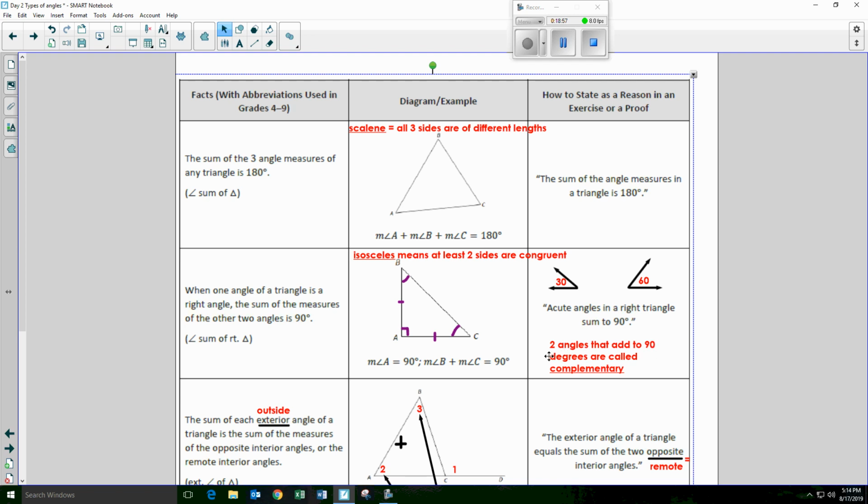Not one angle, that'd be a right angle. Not three angles, four angles, five angles, only two angles that add to 90 are called complementary. Okay, so if I have two sides that are congruent, remember how I show sides congruent? I use these hash marks. The same number of hash marks means those sides are congruent. Remember, congruent means equal. Okay, so these two are equal.